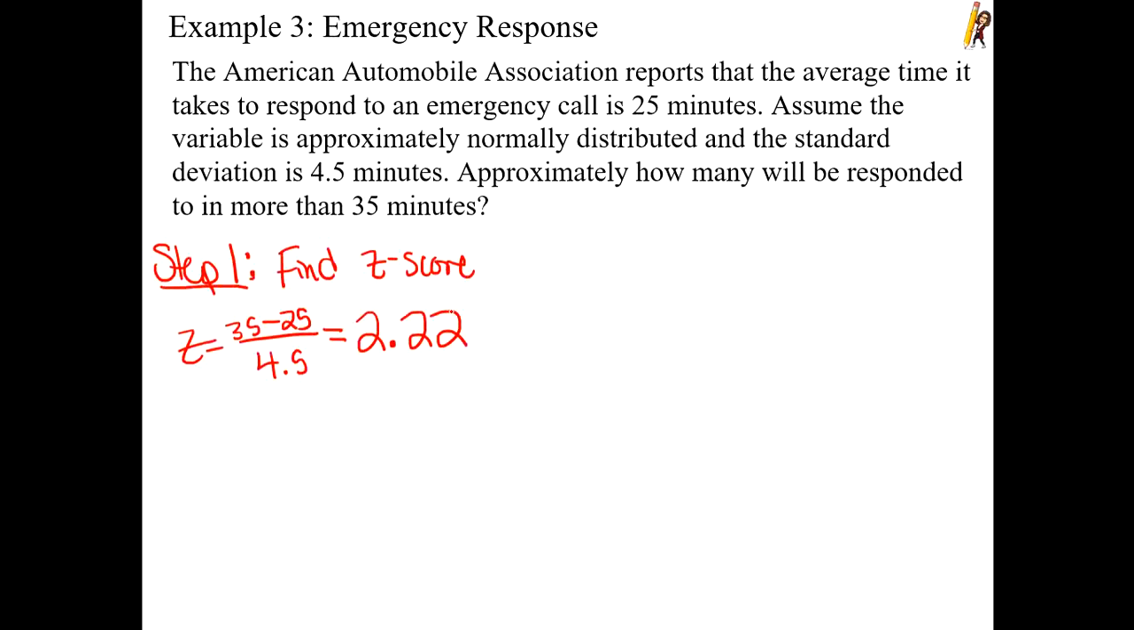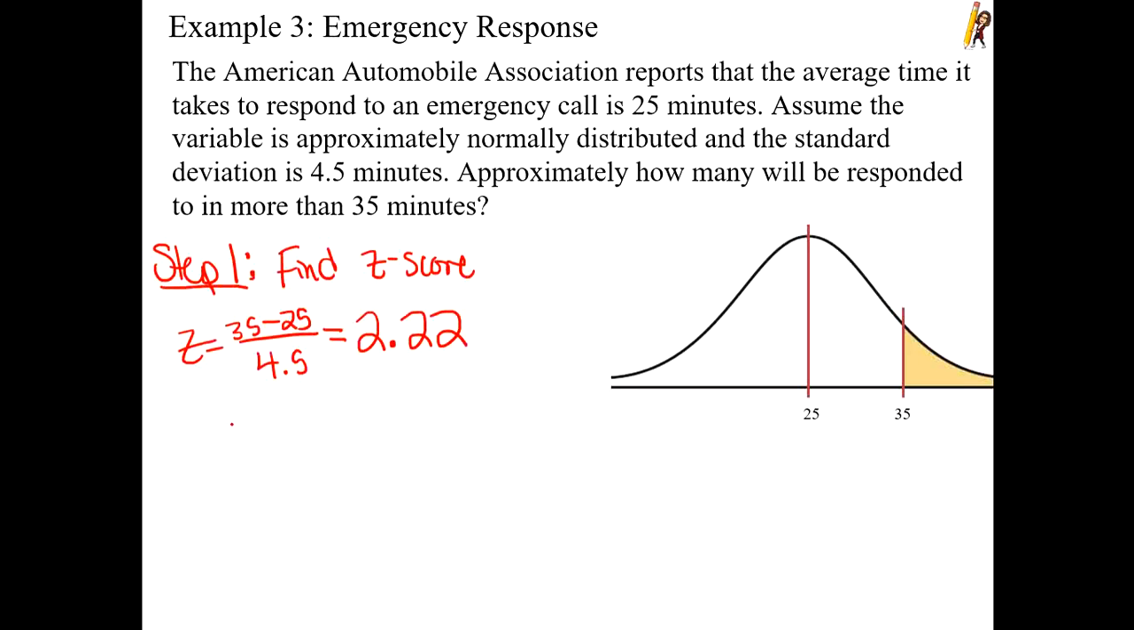Okay? And so what's going on with the graph, right? 35 is 2.22 standard deviations away from the mean on the right side of the mean because 35 is greater than 25. So they're asking us what percent of respondents fall more than that. How many take more than 35 minutes? I hope it's not a big percentage. You don't want an emergency respondent to respond in more than 35 minutes. That's kind of ridiculous. So we're going to take a look at our charts.